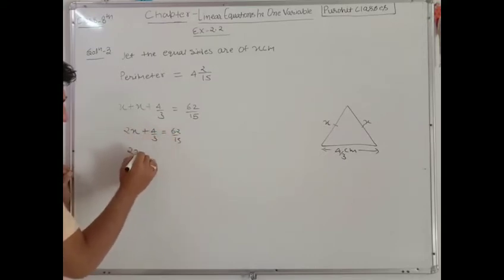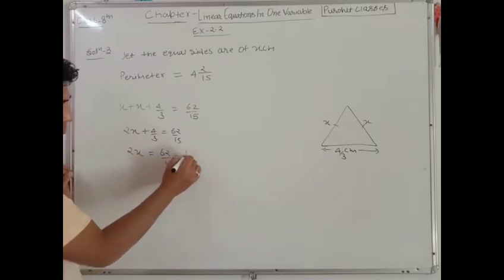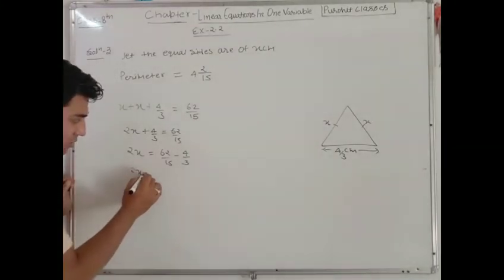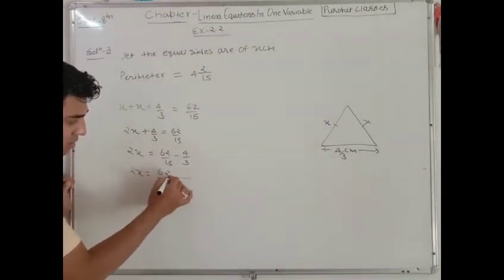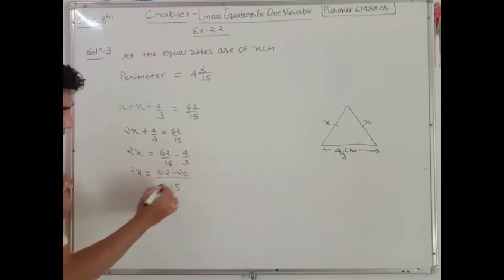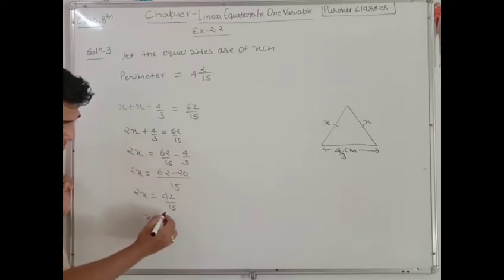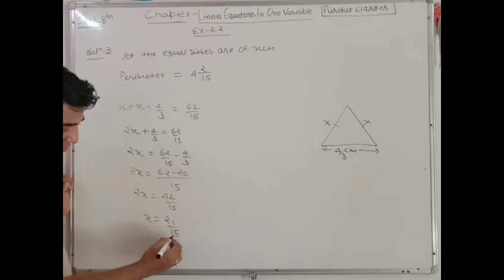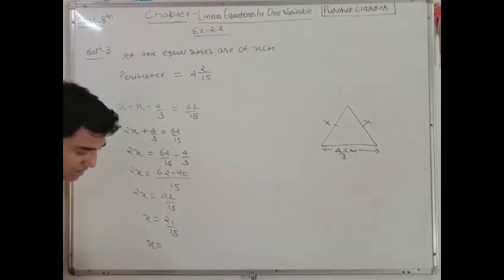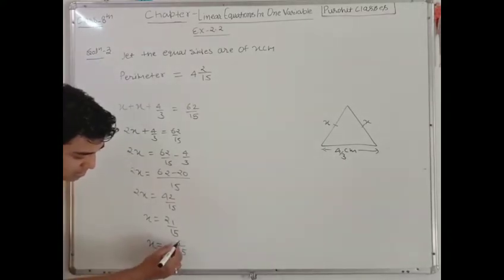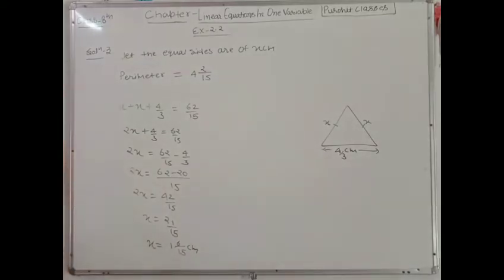Let us transpose. So this will be 2x equals 62 by 15 minus 4 by 3. You are habitual of solving equations in your previous class also. So this will be 2x equals, LCM will be 15, 62 minus 5 times 4, that is 20. So 2x will be equal to 42 over 15, and by transposing this will be 21 over 15. If you want to write it in a mixed fraction, you can write it as 1 whole 6 upon 15 centimeter. So the answer will be 1 whole 6 upon 15. Understood?